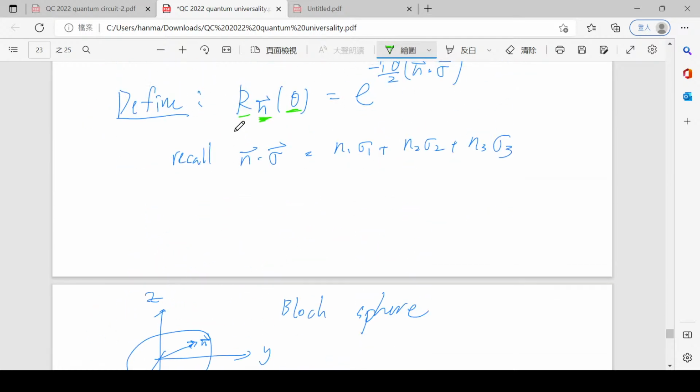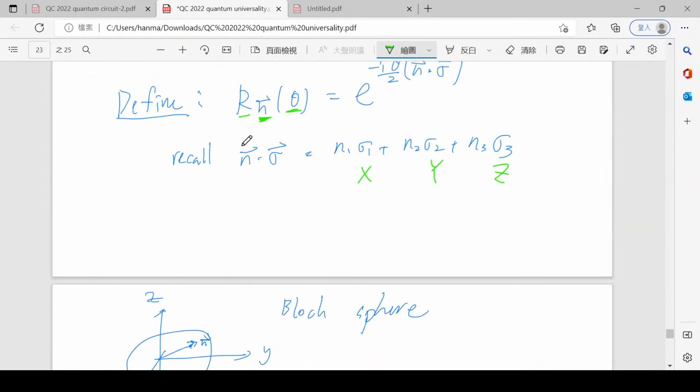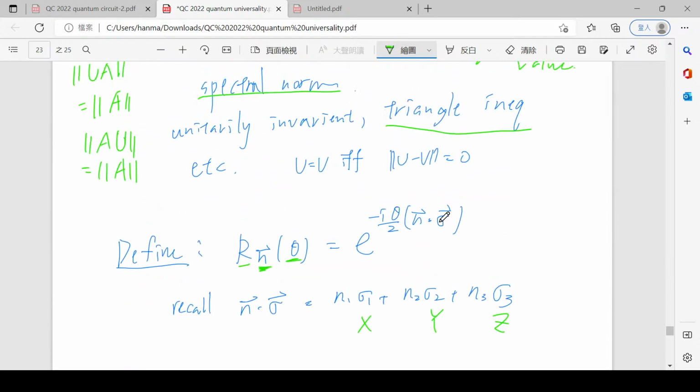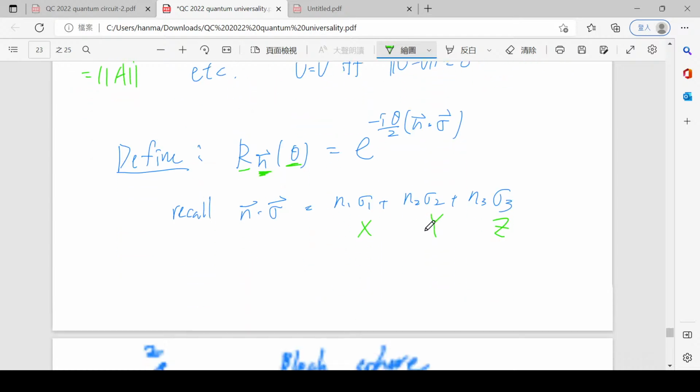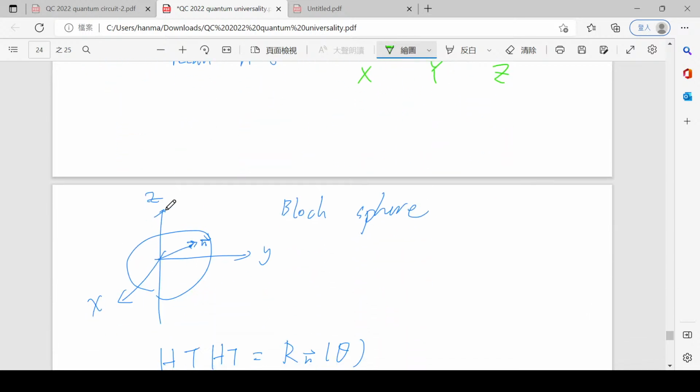Say this n is (1, 0, 0), then you will have n dot sigma equal to sigma 1, which is actually x, right? X, y, z. So our rotation on x, y, z is just choosing this n hat in the x, y, z direction. But now we are saying we can have this in an arbitrary direction. We didn't give a proof, but they will actually correspond to rotation on the Bloch sphere because of some physics reasons.